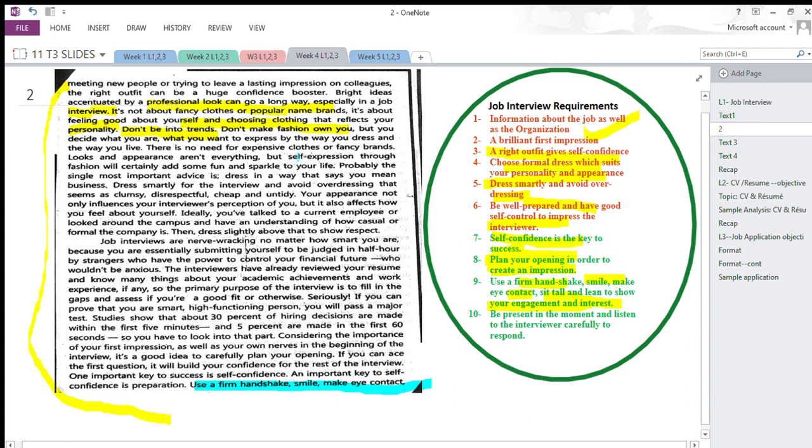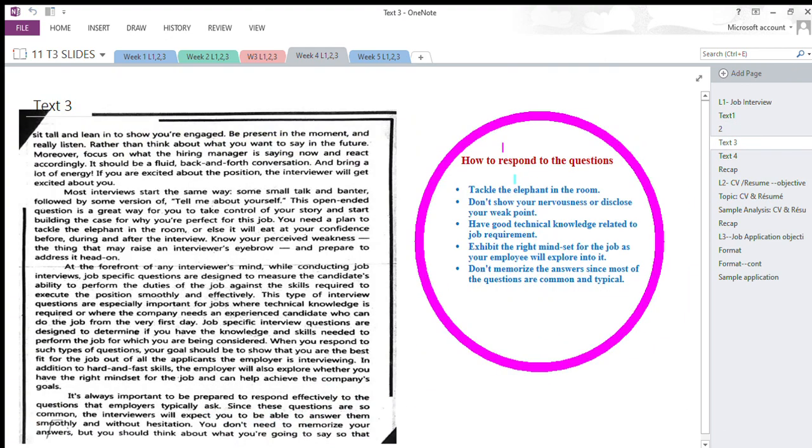Listen to the interviewer carefully to respond. Sometimes what happens, the candidate thinks about the next question, and in that moment he forgets what actually the interviewer is asking. So live in the present, be present in the moment and listen to what the interviewer is saying. Now, the next point is very important.